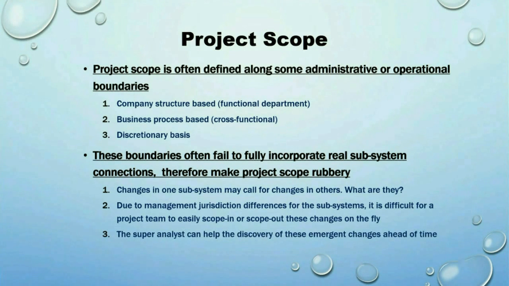So it is important to answer the first question as well as you can, and then define the project scope by incorporating that. In this case, the super analyst does not make scoping decisions, but he or she will play the central role of decision support here. Now, how do subsystems connect with each other? That is a critical question.